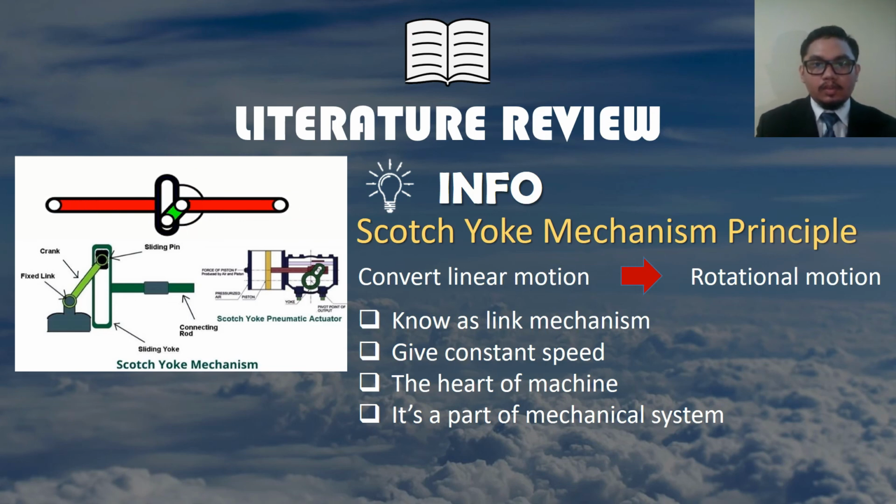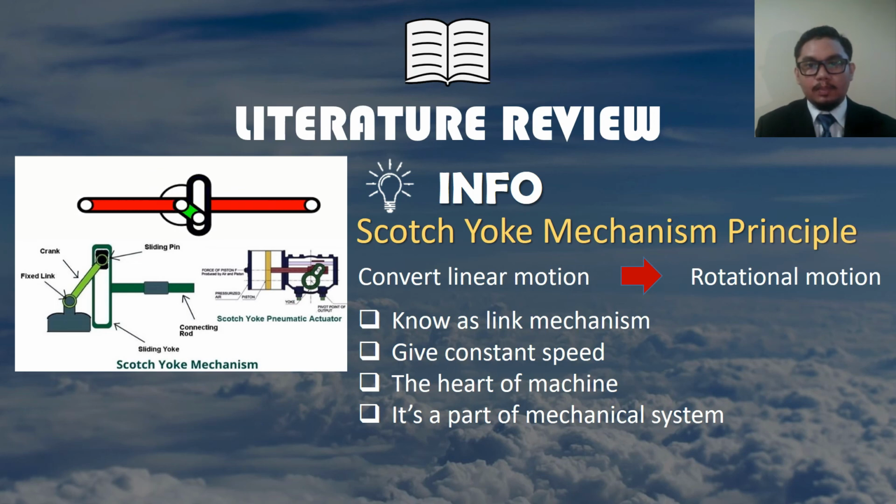The Scotch yoke, also known as a slot link mechanism, as we can see in the left side figure, is a double slide crankshaft that is inverted in this mechanism. The piston or other reciprocating portion is directly coupled to the sliding yoke with a slot that engages upon the rotating part. This will give constant speed for the hacksaw to cut the workpiece smoothly and produce good quality. This principle is the heart of the machine's operation. It is a part of the mechanical system that transfers the motion from the power source to the output.